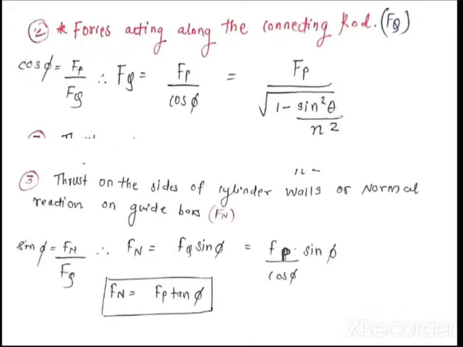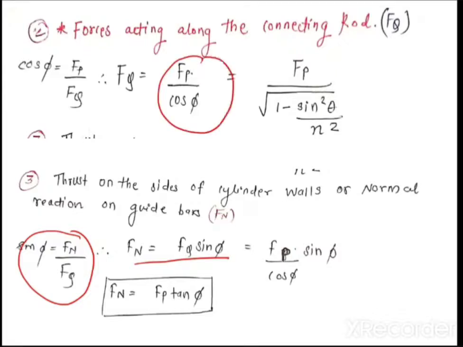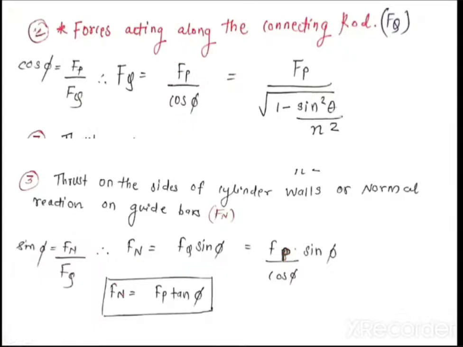And next, Fn, the thrust on the sides of the cylinder walls or normal reaction Fn. So sin phi is equal to Fn upon Fq. So Fn is nothing but Fq sin phi. But what is Fq? Fq is equal to Fp upon cos phi. So put here sin phi upon cos phi, we are getting tan phi. So Fn is equal to Fp into tan phi. Okay, so in this way I got this formula. Fn is equal to Fp into tan phi, and Fq is equal to Fp upon cos phi.